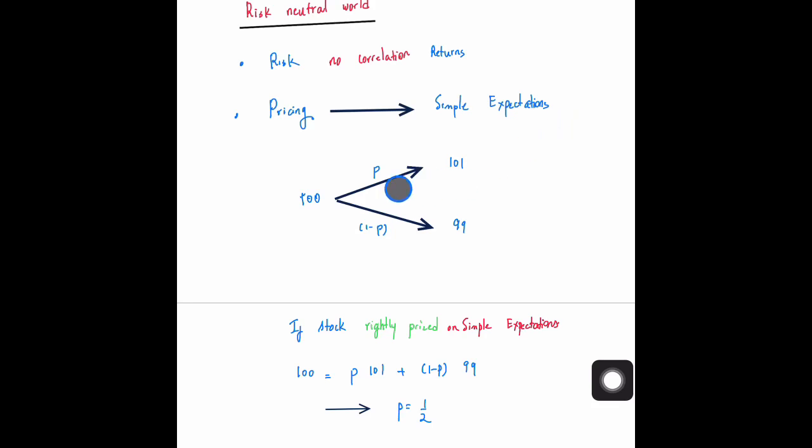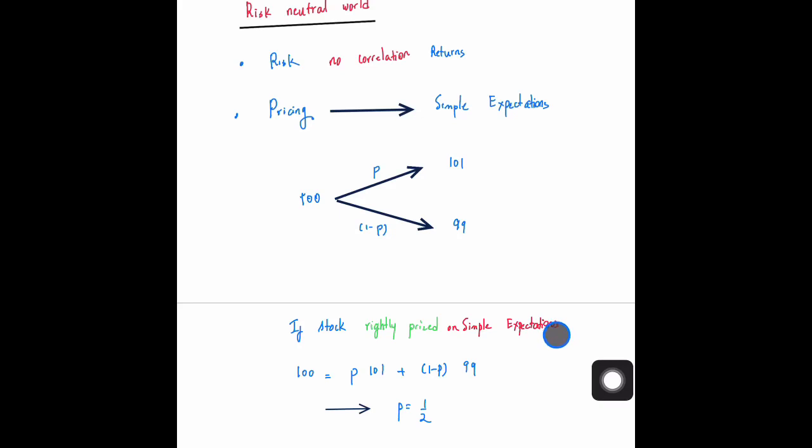Just to give an example, say I'm having a stock of price 100. Tomorrow it goes to 101, or it goes to 99. So you have a probability that it goes up and a probability that it goes down. Now the question I ask is, what does this simple expectation mean? Is this stock rightly priced on simple expectations?